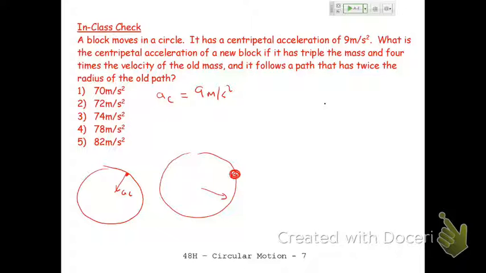So I'm going to do a bigger radius. Let's call this R old. Let's call this R new. Let's call this M old. Let's call this M new. Let's call this AC old. Let's call this AC new. So AC old is the 9 meters per second squared. So the first thing you do is you write down your relationship. AC is equal to V squared over R.